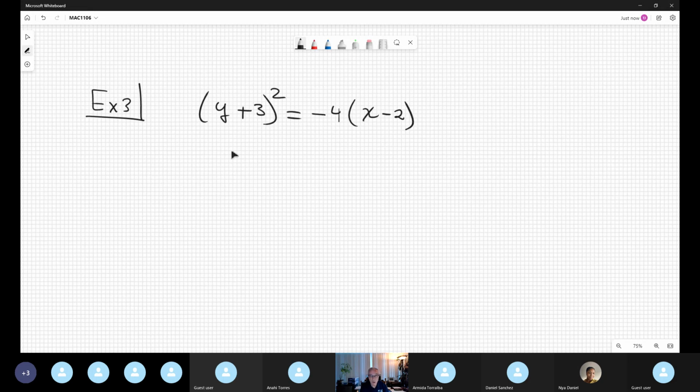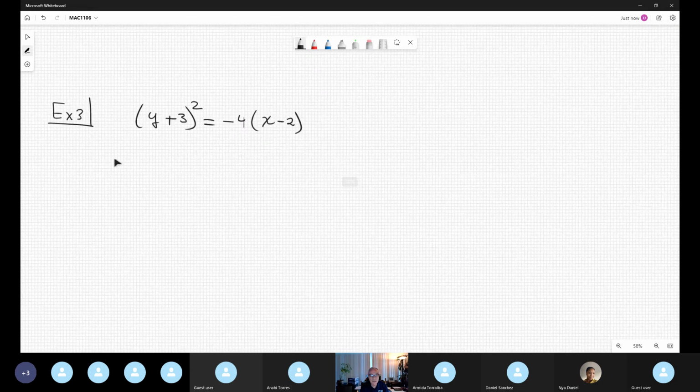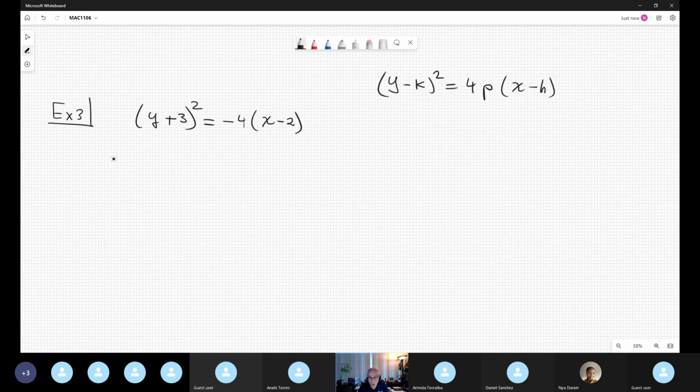Okay, let me recall quickly the equation of the parabola. We have, for example, (y - k) squared equals 4p (x - h). And we have (x - h) squared is equal 4p (y - k). It's obvious that this looks similar to this, yes or no? Because y is squared and x is not squared, it's linear.